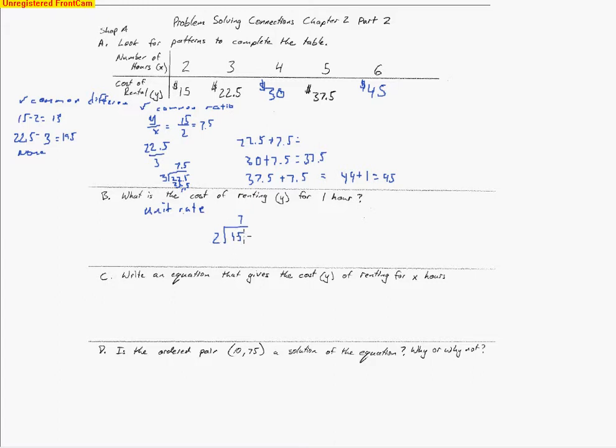See, 2 goes into 15 7 times. 1 left over, I add the decimal point and the 0. And then 2 goes into 10 5 times. So there it is, $7.50 for 1 hour of rental time.